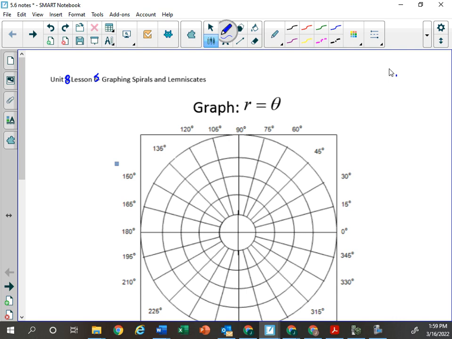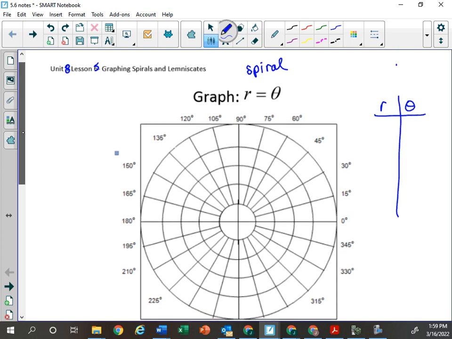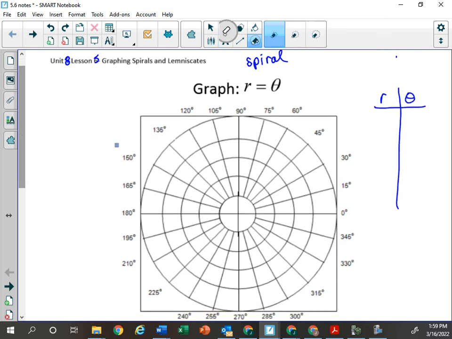All right, guys, r equals theta. So we graphed r equals just a number, and that was a circle with the given radius. But now we're going to graph r equals the angle. It is weird. This is going to give us the graph of a spiral. It's technically the spiral of Archimedes, but we'll just call it a spiral. We are going to make a little chart for this one. Okay, when theta is 0, what will r equal? 0. Good start. Okay, got that.